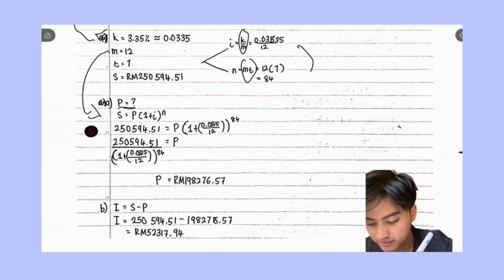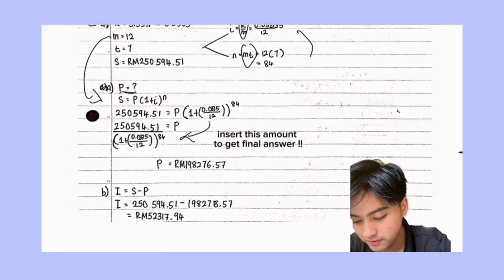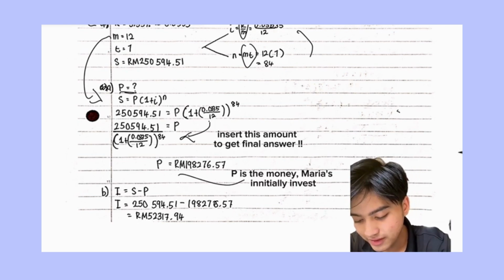So by substituting the information, to find the P, we can move the (1 plus 0.0335 over 12) to the power of 84 to the left hand side to find the P. After moving to the left hand side, we can enter it into the calculator and get this answer.